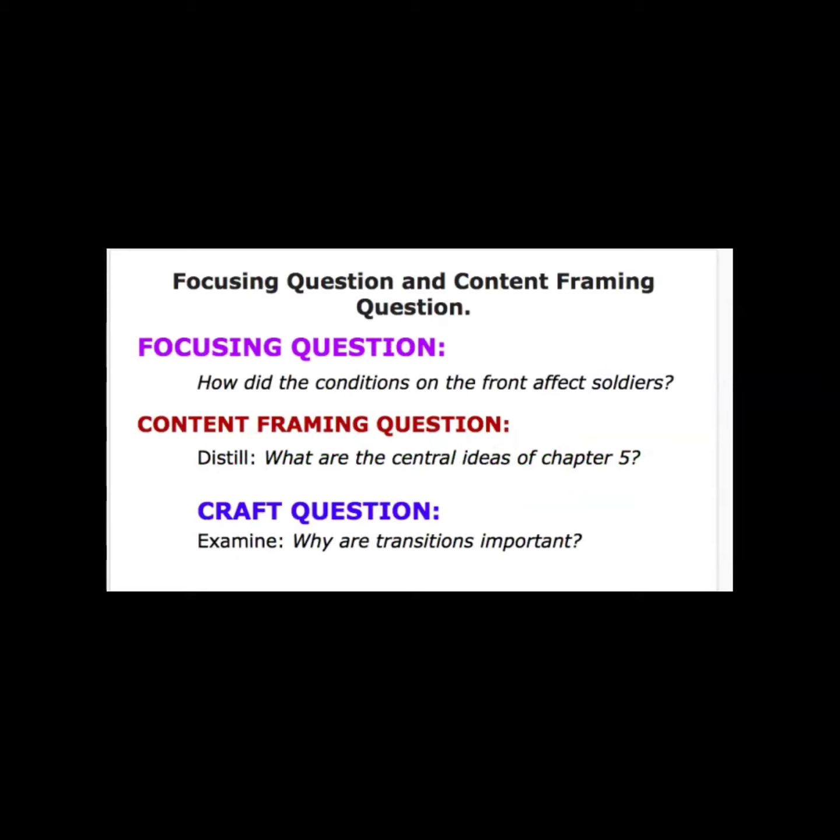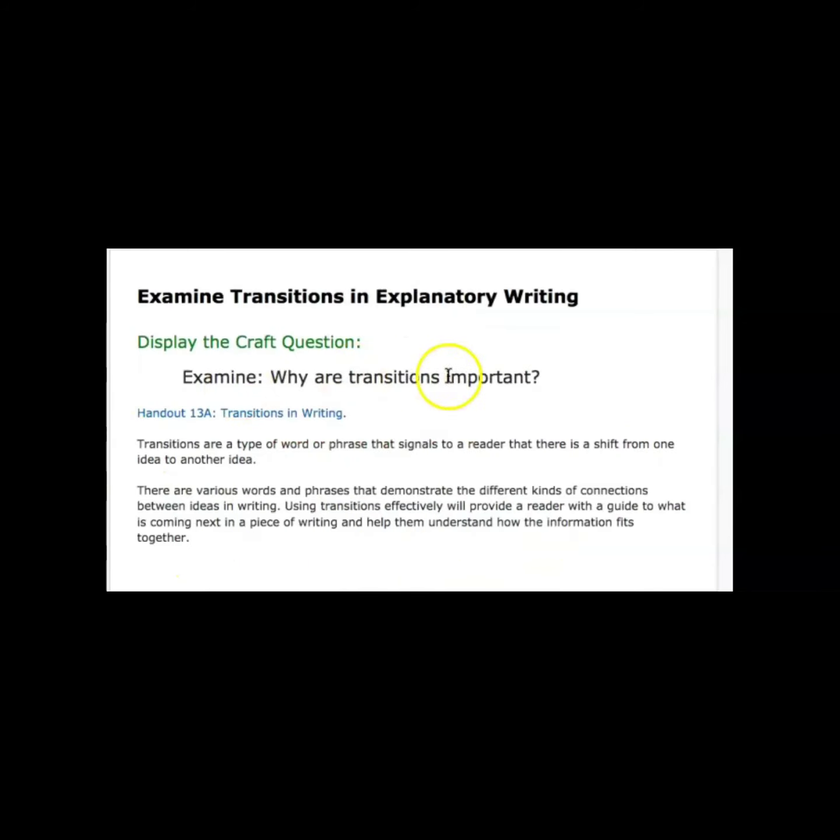Our focusing question and content framing question is, how did the conditions on the front affect soldiers? In this lesson, we are going to be distilling the central ideas of Chapter 5. And we're going to be examining, for our craft question, why transitions are important. So let's continue, but first starting off with examining transitions in explanatory writing. You guys are going to be working in handout 13A today. The name of that workbook document is Transitions in Writing.